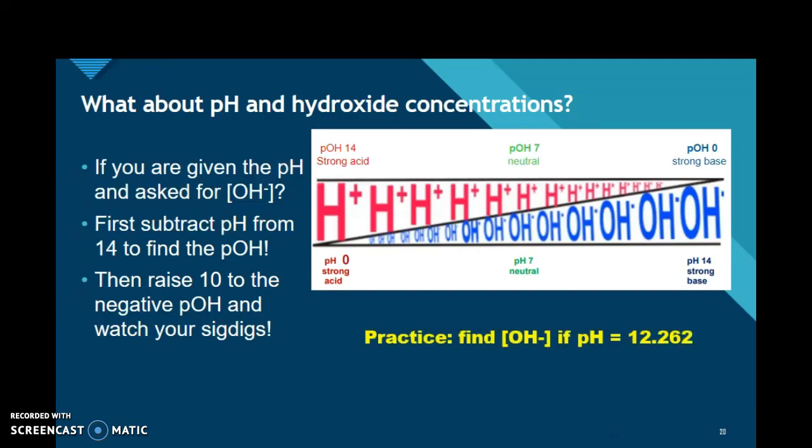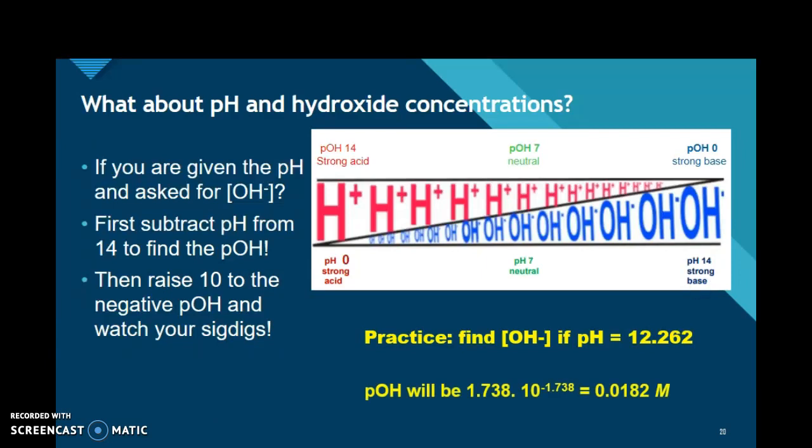So let's try one. Find the hydroxide ion concentration if the pH is 12.262. And notice, we've got here 3 digits past the decimal point in the pH. So turn the video off, and then you can come back and check your answer.